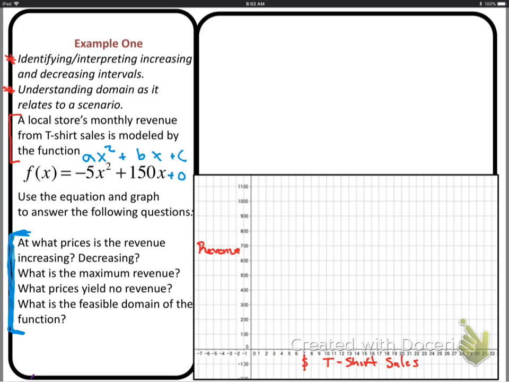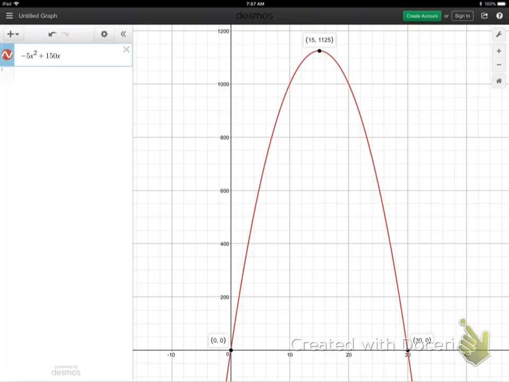So I used Desmos to plug our function in. Here's our graph for our function. Again, this is just to save time, and on the test you will be expected to graph these on your own.